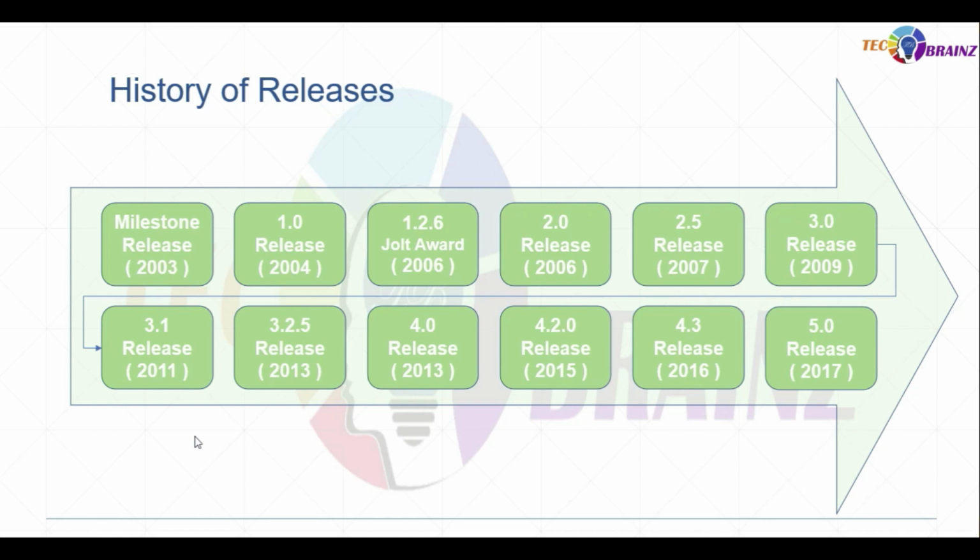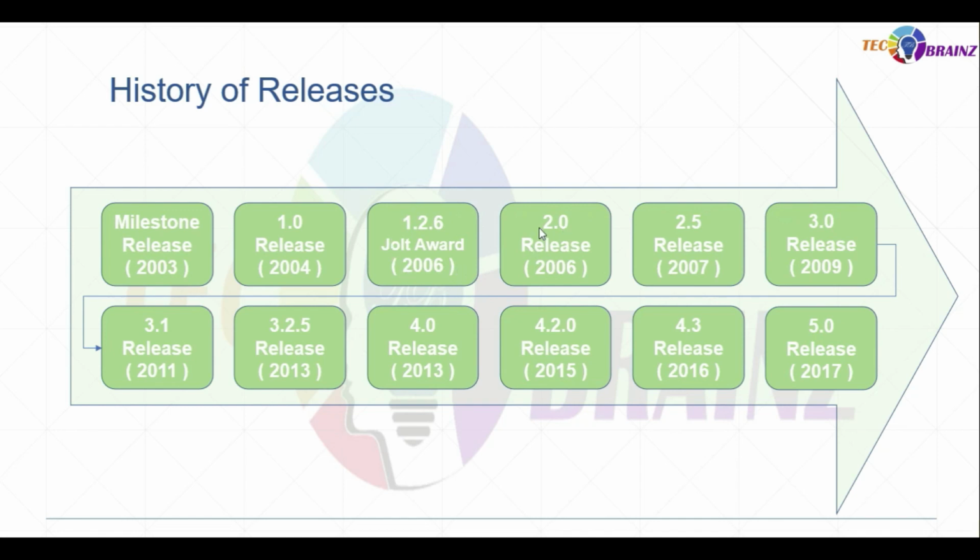Spring released its milestone release in the year 2003. The major focus at that point was interface driven development and overcoming the complexities of J2EE development. In the year 2004, they released their 1.4 release. They started introducing Spring MVC, and they integrated Hibernate and other tools into the framework. In the year 2006, Spring won the Jolt Productivity Award for version 1.2.6. This is one big achievement for Spring.